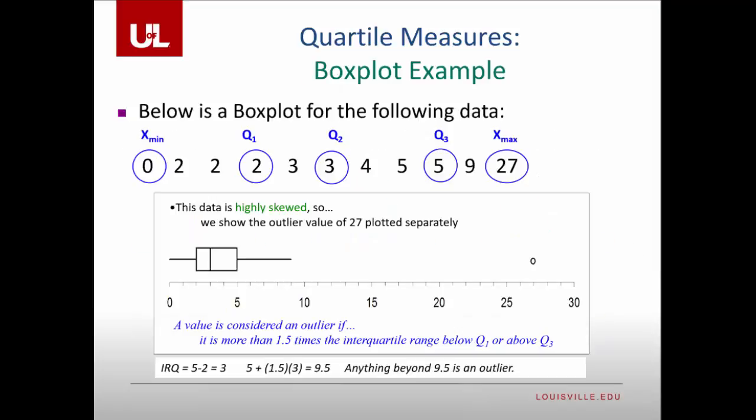Here's one example. The range is 27, but the interquartile range is only 3. Here's our far outlier.